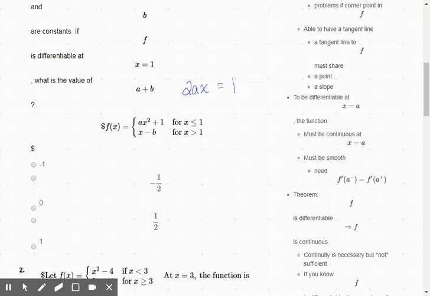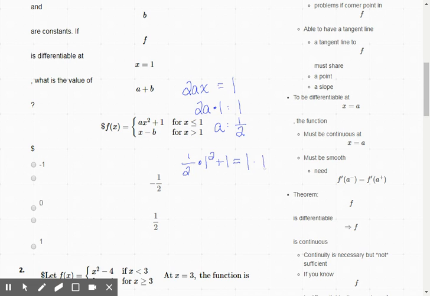Okay, so we're talking about at x equals 1. So 2 times a times 1 equals 1. So that means a is 1/2. Well, let's see here. We've got to figure out what b is. So not only do the derivatives have to be equal on each side, then it has to be a continuous function. So we have to have the same y value when x is 1. So we know what a is now. We've got 1/2 times x is 1.